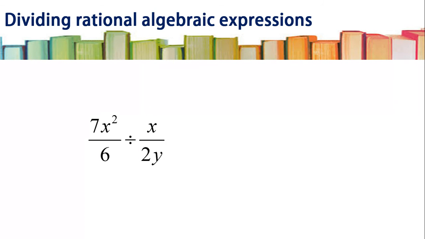As I have said, you're just going to copy first the dividend and get the reciprocal of the divisor. So that will become 2y over x. You're just going to interchange the position of the numerator and the denominator. After that, change the operation to multiplication and proceed on getting the product. So, multiply the numerator to the numerator and then the denominator to the denominator.